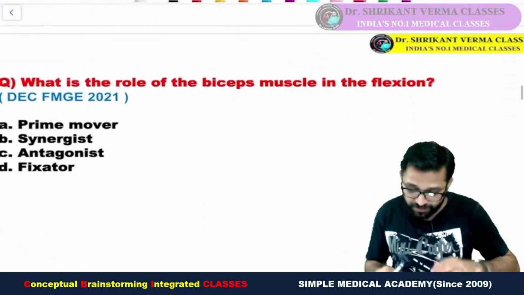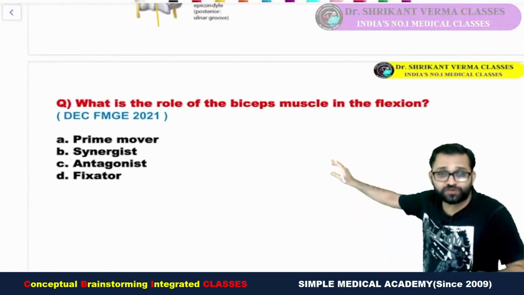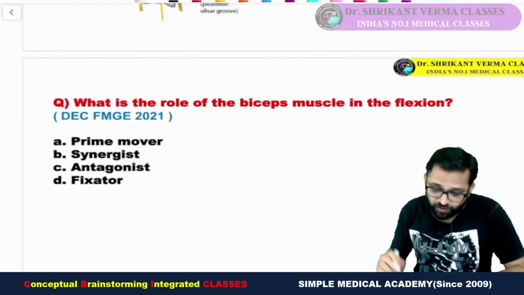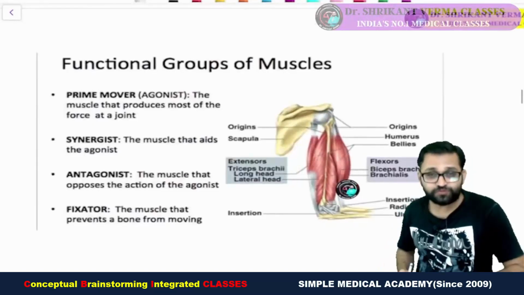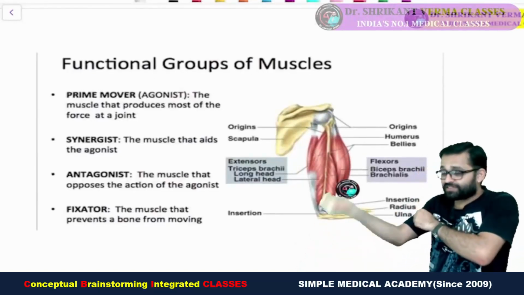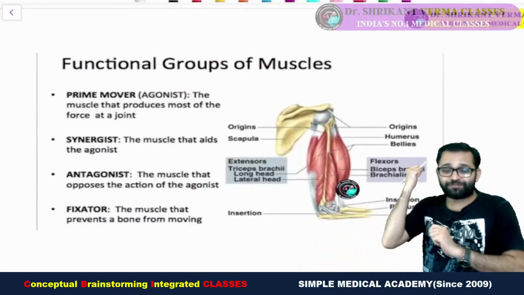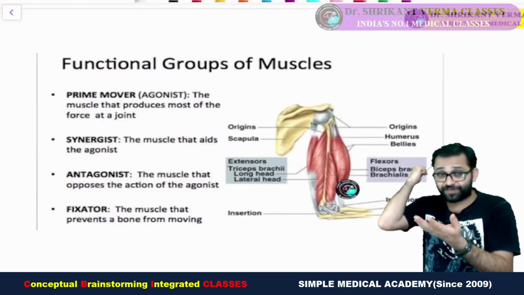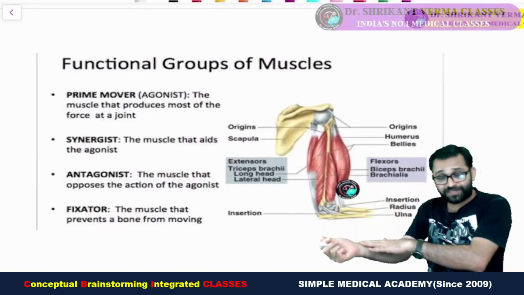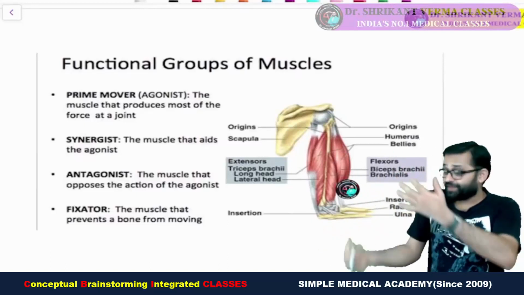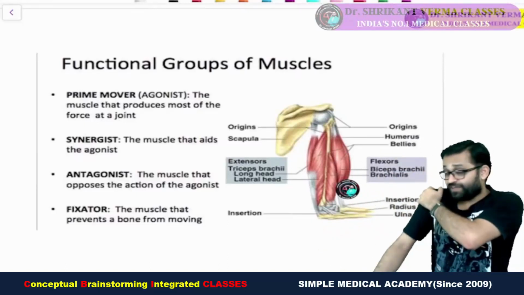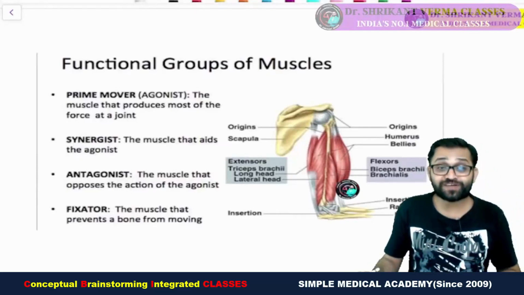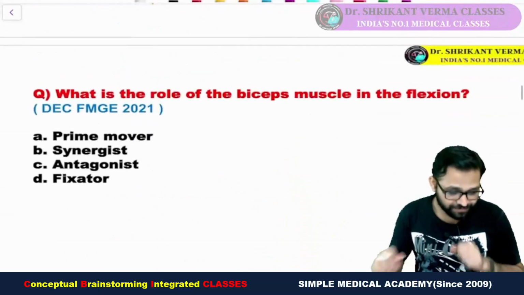Okay, now see here, this was our 2021 question. Again, the biceps muscle in the flexion. So the answer was yes. Tell me the answer. I described to you that biceps is contracting and it is causing the flexion. So this is our prime mover. Triceps is just opposing, so this is the antagonist. Brachioradialis is supporting this movement, so this is the synergist. And the muscles which are fixing our shoulder joint and helping in the movement, that is our fixator.